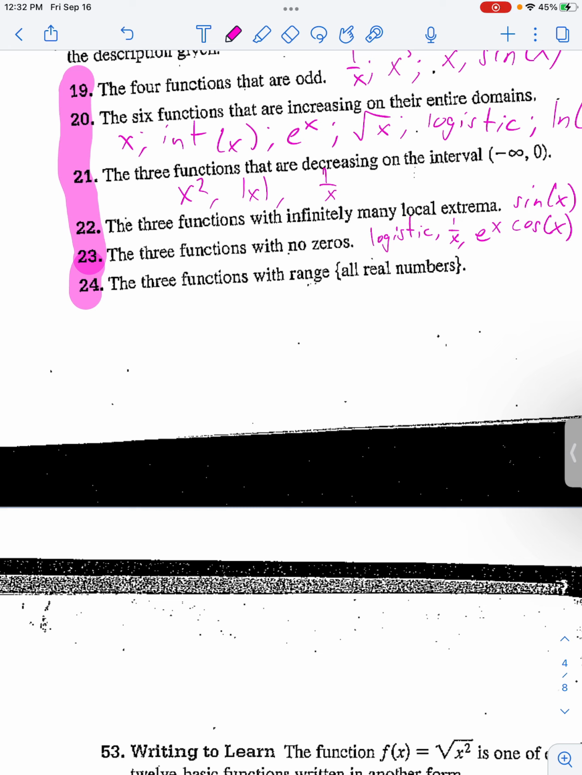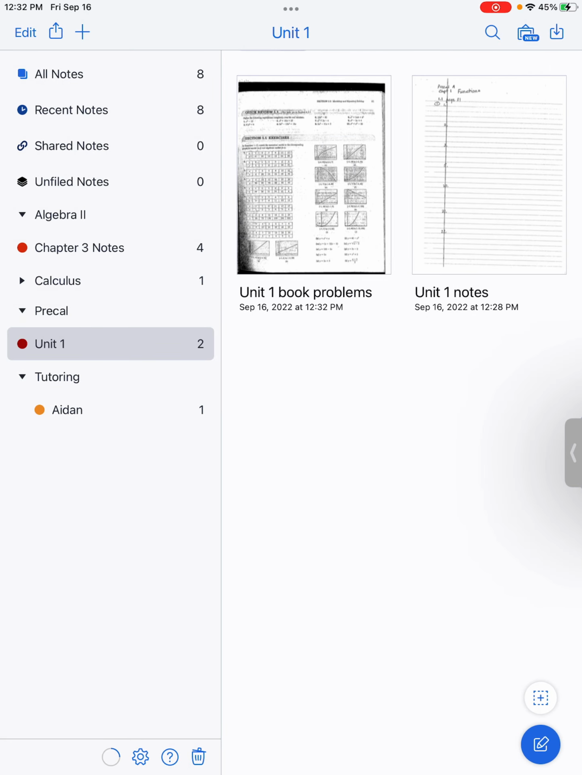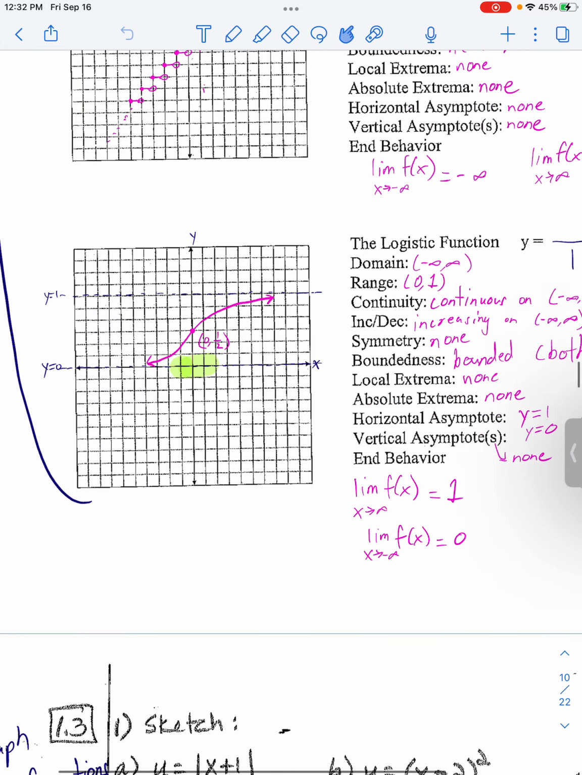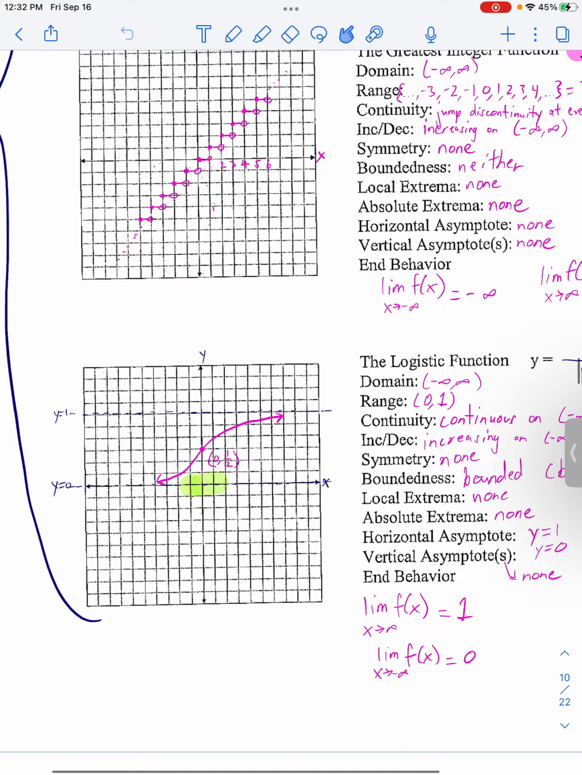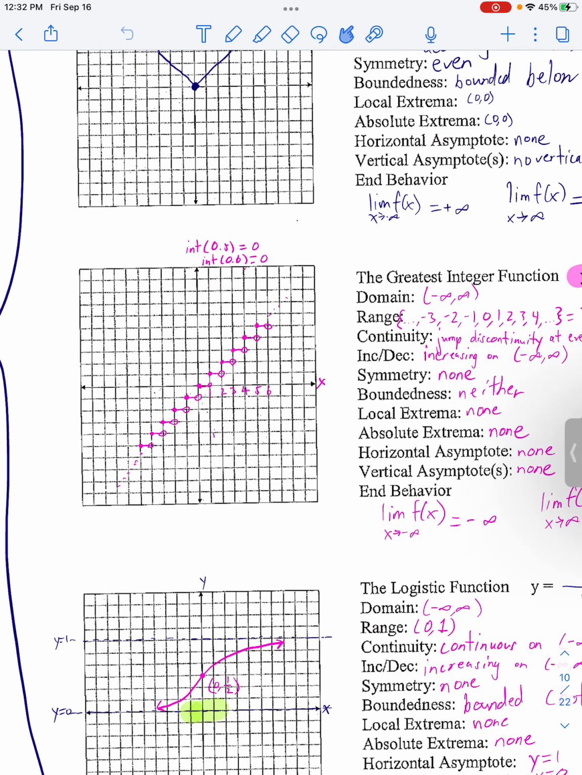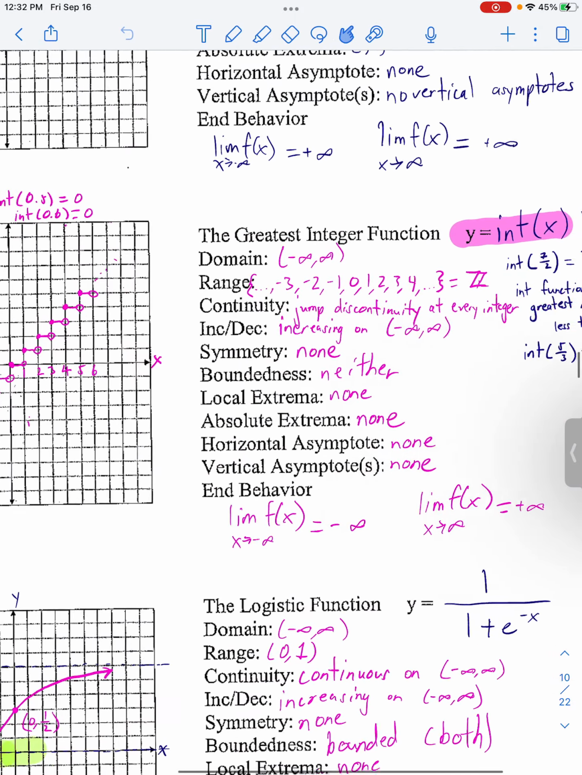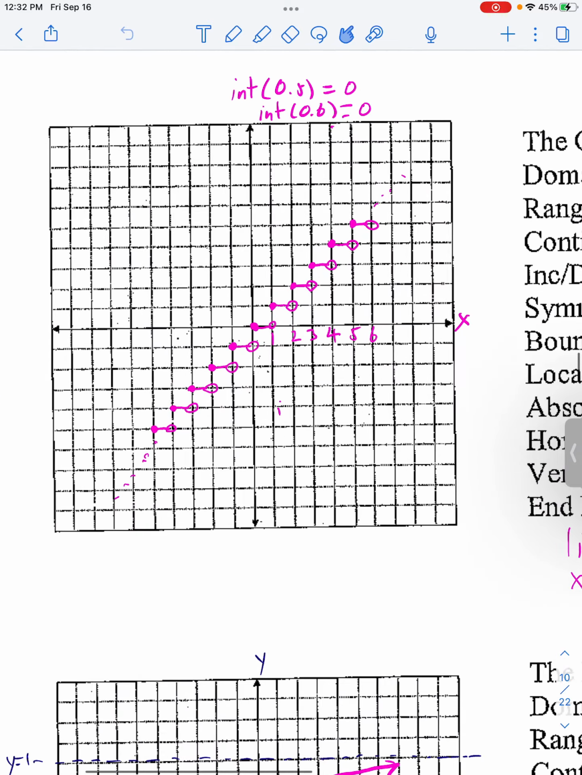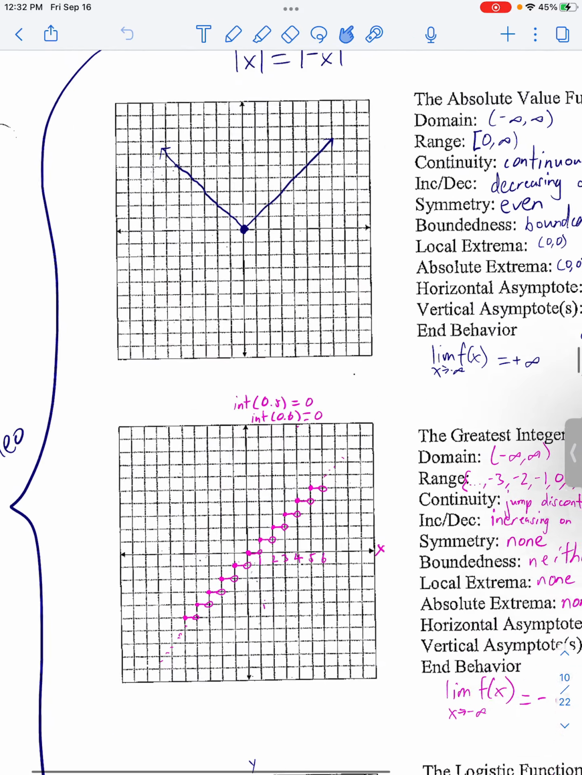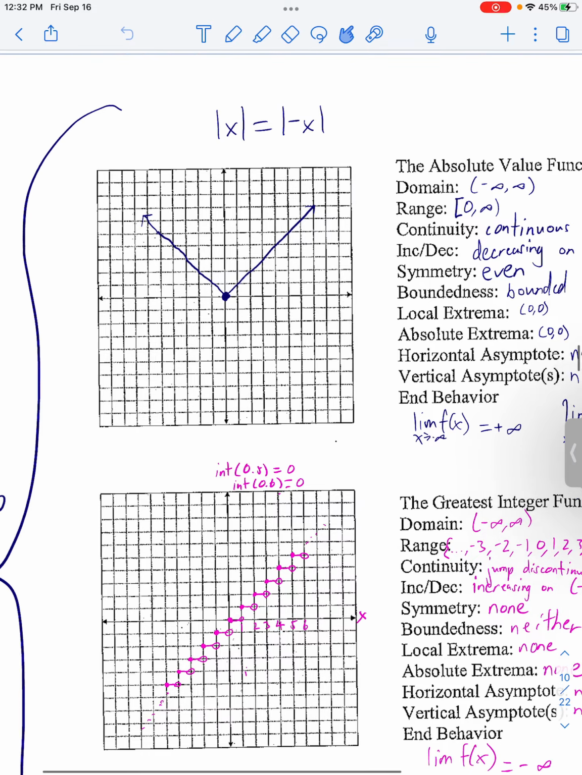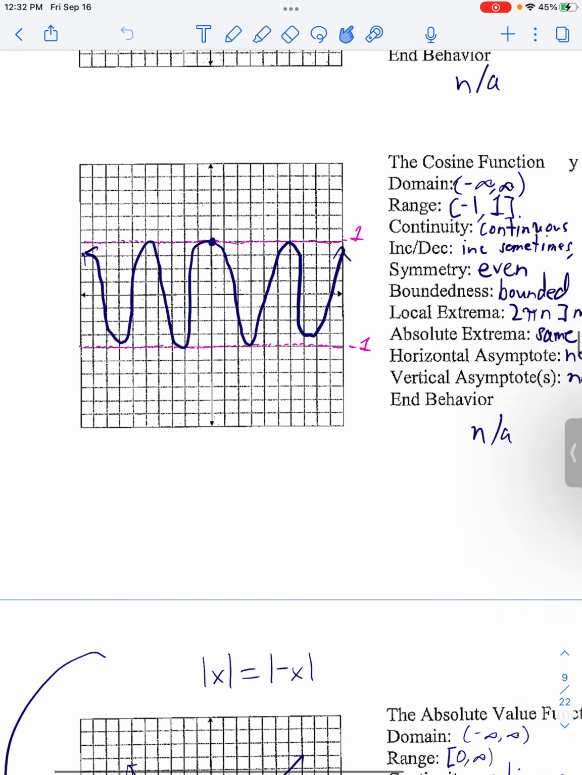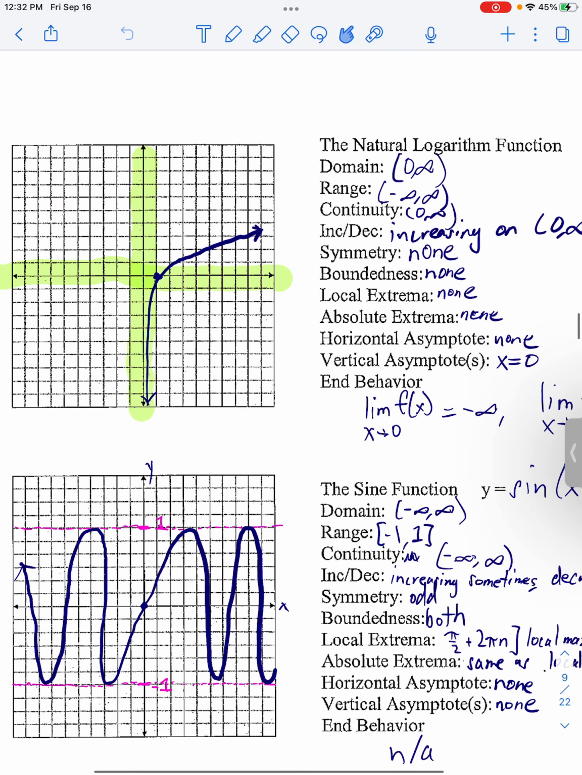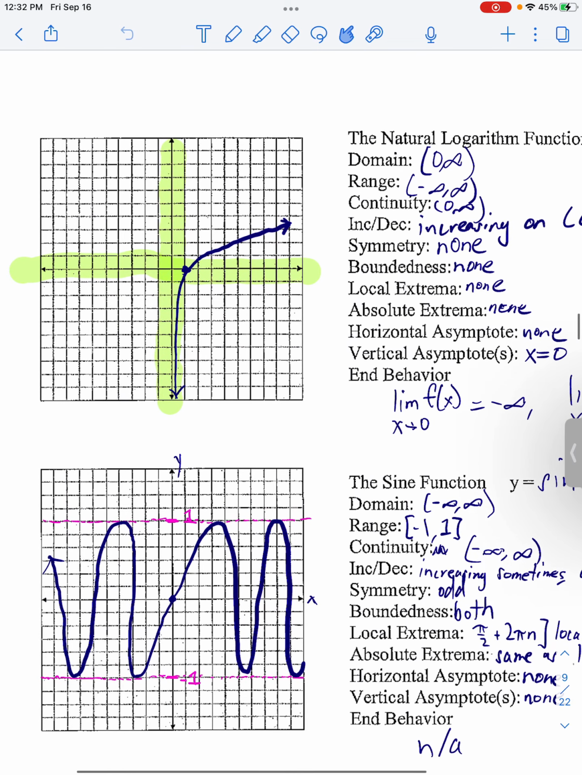All right, now they want the 3 functions. Number 24, they want the 3 functions with range all real numbers. All real numbers, what would that be? So this doesn't have range all real numbers, it's bounded. This is all the integers, right? But it never has like a y value of 1/2, so that's one real number that it doesn't have in the range. This one's bounded, so no. Bounded, no. Bounded, no. This one has a range of all real numbers, okay?